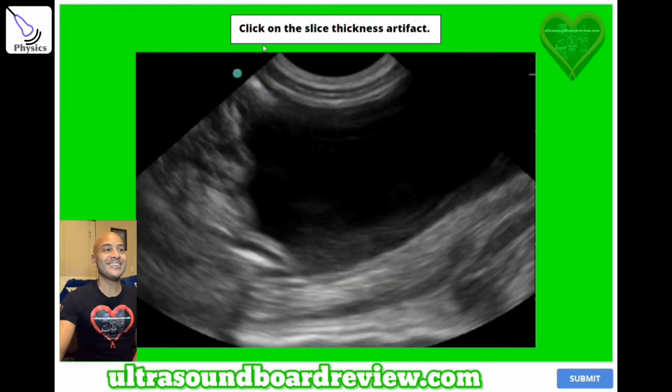Question 1. Click on the slice thickness artifact. The answer is right in this region here. So all of this at the bottom of the bladder is a slice thickness artifact.